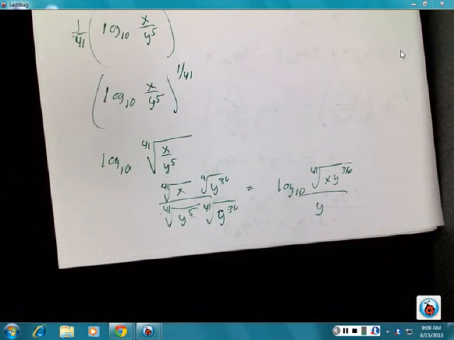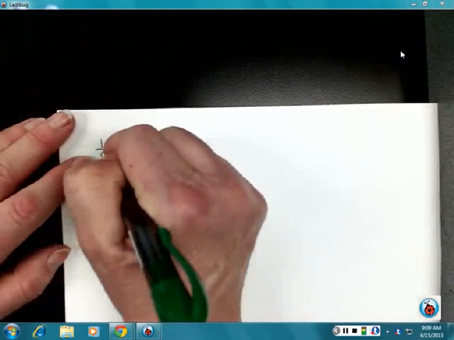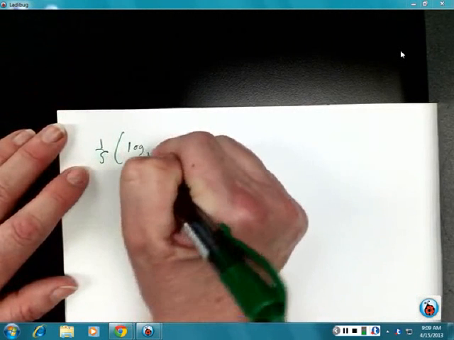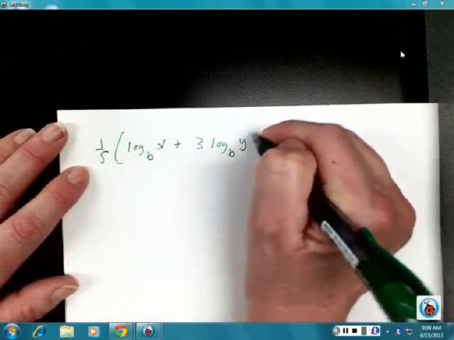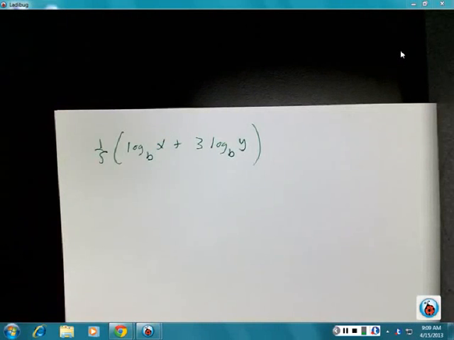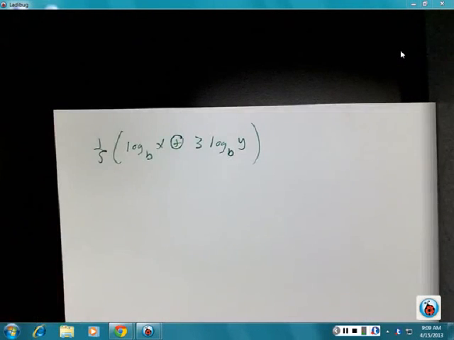Let's take a look at another one that's similar to that, so you have at least a couple of them in your notes. This one is 1/5 parenthesis log b x plus 3 log b y. And this one's not as detailed because it's got an addition in the middle. And additions, of course, means it's going to come back as a what? If it's an addition, it's going to become a multiplication.